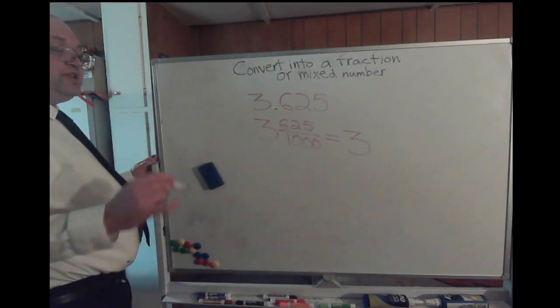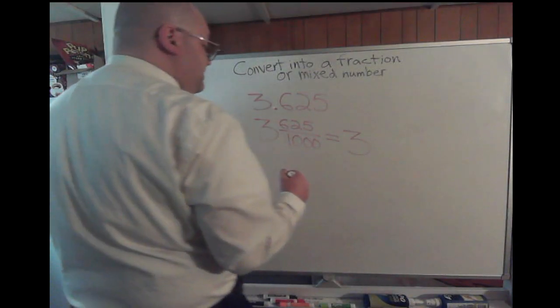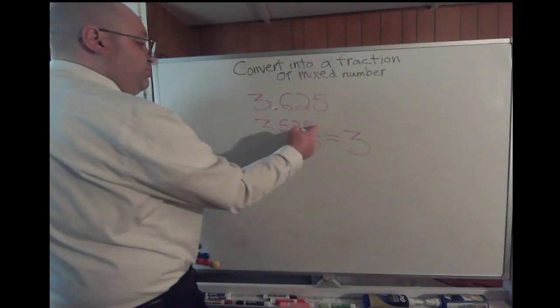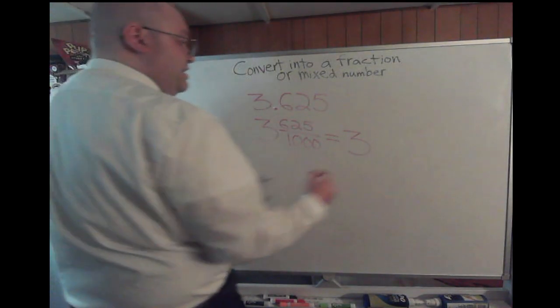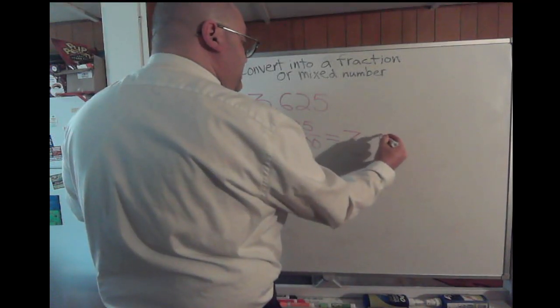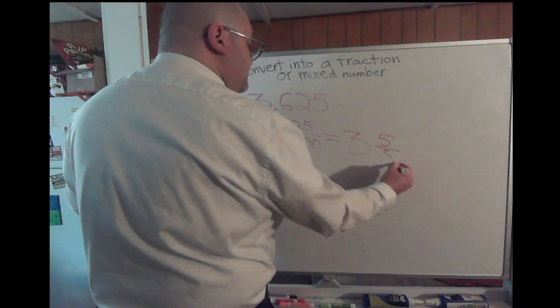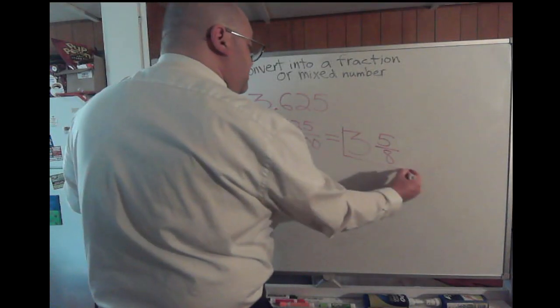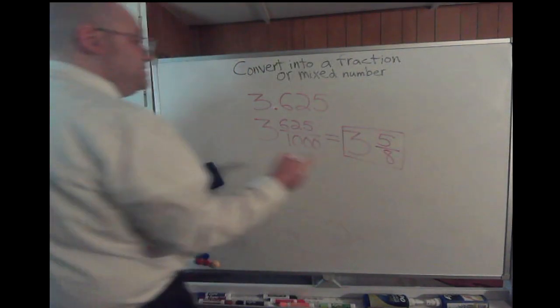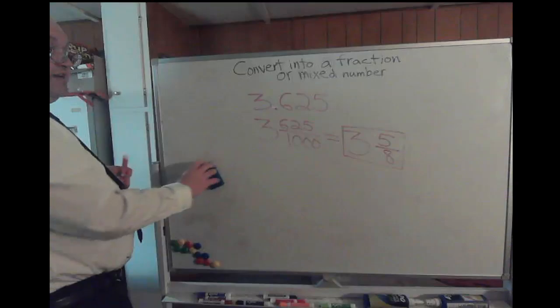and 1,000 both have a common factor of 125. If you divide the numerator 625 by 125, you get 5. You divide 1,000 by 125, you get 8. So the mixed number for this is going to be 3 5/8.